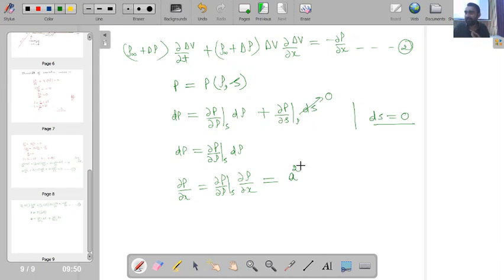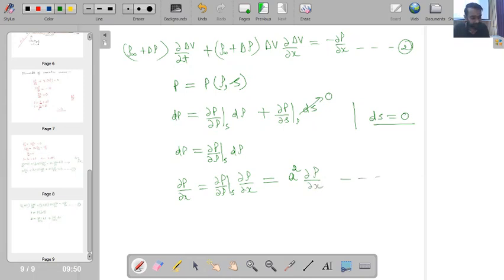Though we know that it is the speed of sound, at the moment we will consider it as a constant a square only, and later on we will prove that the disturbance we have is actually moving with this parameter only. So then we will prove that it was nothing but the speed of sound. But at the moment, I have just said that del P by del rho at constant entropy will be some constant number a square, and that a square into del rho by del x.